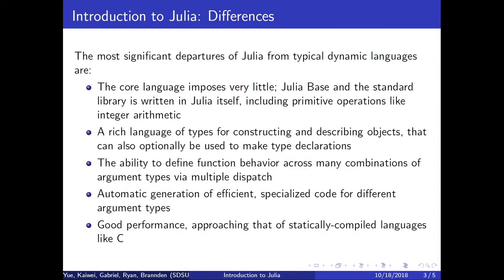For the differences, the most significant departures of Julia from typical dynamic languages are: the core language imposes very little; the standard library is written in Julia itself, including primitive operations like integer arithmetic; a rich language of types for constructing and describing objects that can also optionally be used to make type declarations; the ability to define function behavior across many combinations of argument types via multiple dispatch; automatic generation of efficient specialized code for different argument types; and good performance, approaching that of a statically compiled language like C.